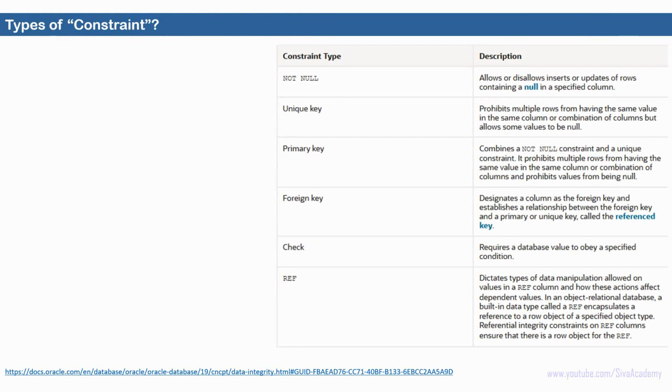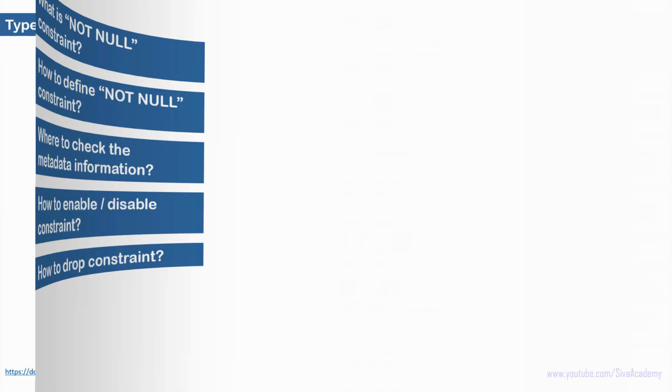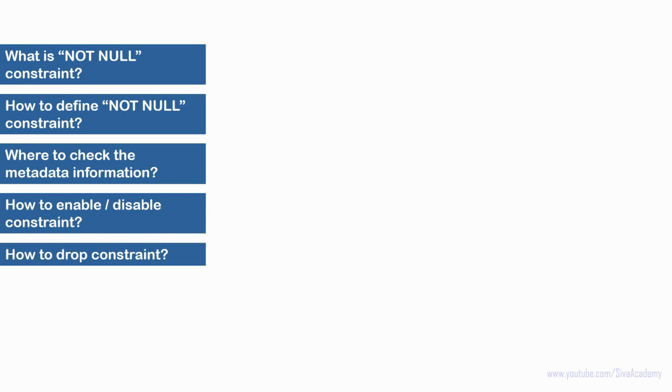In the previous video I showed you the types of constraints like not null constraint, unique constraint, primary key constraint, foreign key, check and reference constraint. In this video we'll see specifically about the not null constraint, and in the subsequent videos of this series we'll see about the rest of the constraints. Let's start with the not null constraint. We are going to see what is a not null constraint, how to define it, and once a constraint is defined, where to check the metadata information related to the constraint, how to enable or disable a constraint, and finally how to drop an existing constraint.